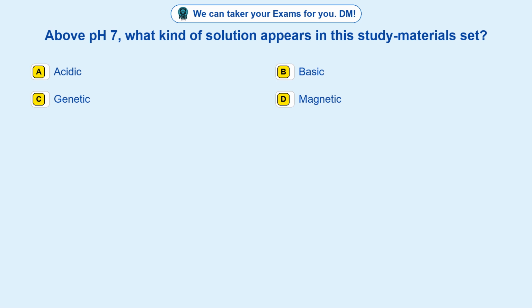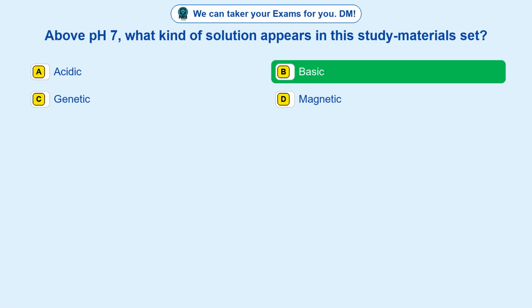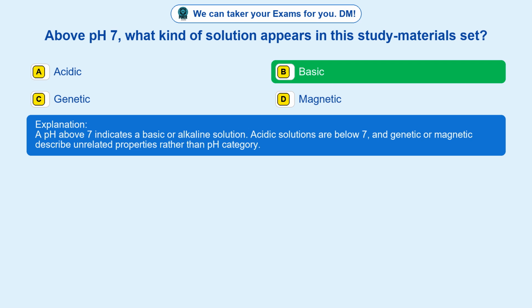Question 36. Above pH 7, what kind of solution appears in this study material set? Option A, acidic. Option B, basic. Option C, genetic. Option D, magnetic. The correct answer is option B. Basic. A pH above 7 indicates a basic or alkaline solution. Acidic solutions are below 7, and genetic or magnetic describe unrelated properties rather than pH category.